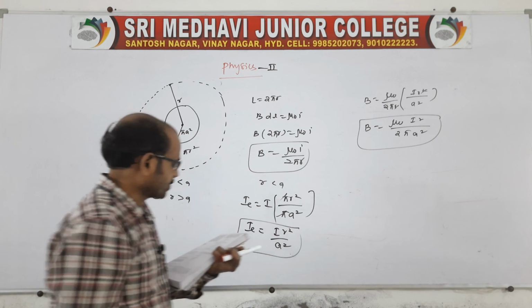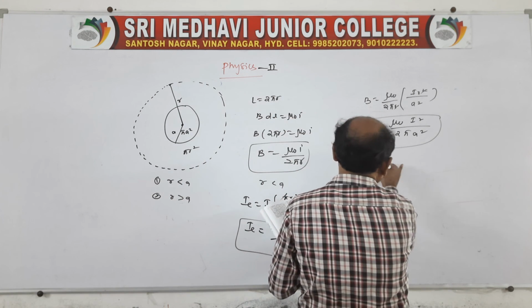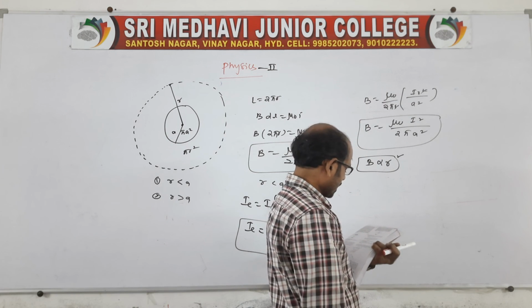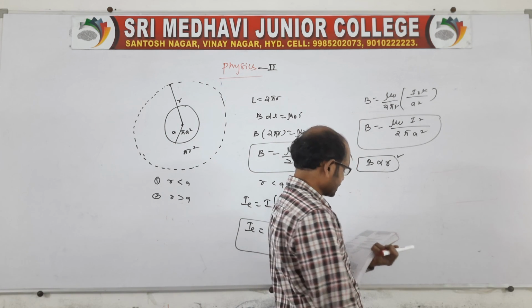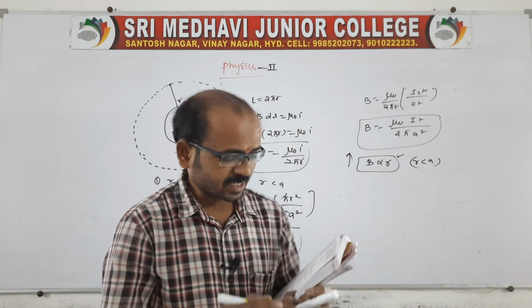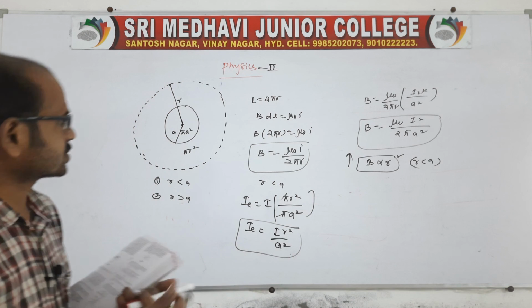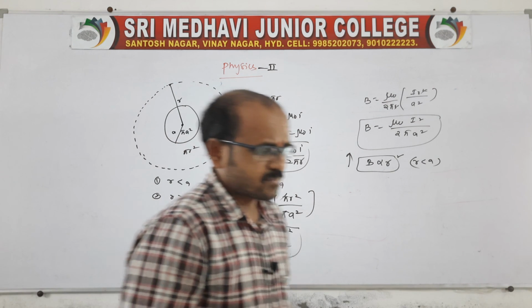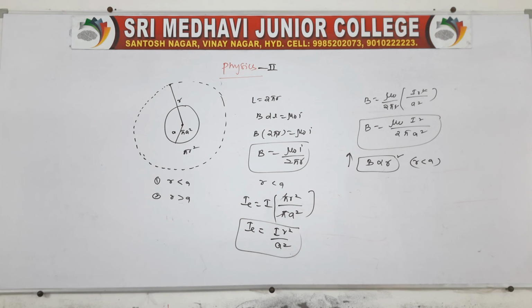Therefore B is directly proportional to R. If R increases, magnetic induction increases. So that is for R less than A. This is the graph for this question. You go through this again. I will tell you this in Ampere's law also, because it is related to Ampere's law, but it is given here in the Biot-Savart law. That's what you use for this question and get the answer. Clear?